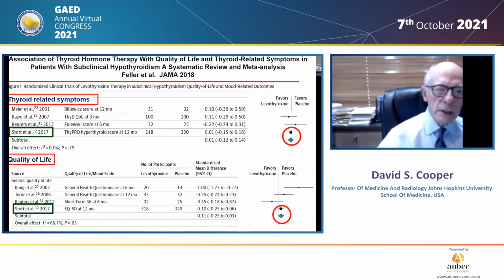This is a meta-analysis published in 2018 that included the STOT study, which I have put in green here. They looked at thyroid-related symptoms and quality of life in the 4 randomized controlled trials that had been published up to that point. And again, you can see here no evidence of any improvement in symptoms or quality of life.